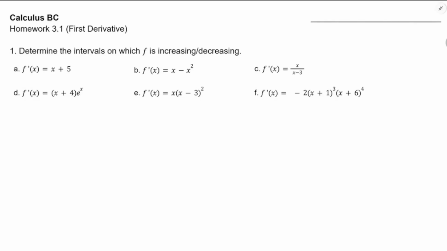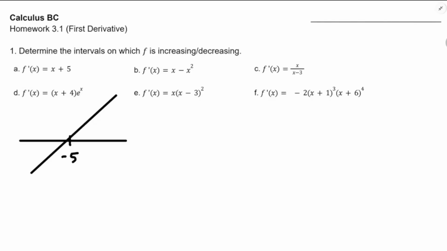Okay, since we're already starting with f prime, we're going to want to make either a sketch of the graph or a sign chart. For a, f prime of x equals x plus 5. That's only got a zero at x equals negative 5. It's a line with positive slope, so I know that the graph more or less looks like that. It wasn't the best drawing. I probably should have drawn the line before the x-intercept, but that's fine.